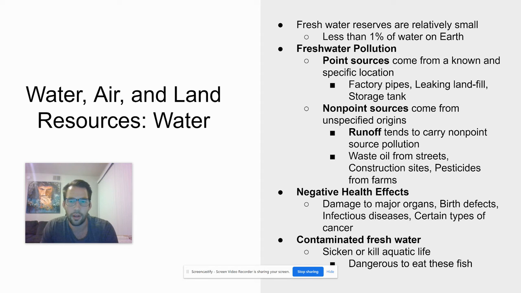Negative health effects of water pollution include damage to major organs, birth defects, infectious diseases, and certain types of cancer, just to name a few. And contaminated fresh water can sicken or kill aquatic life, making it dangerous to eat these fish, and also making it impossible or unhealthy for us to go swimming in these lakes or ponds that are contaminated.